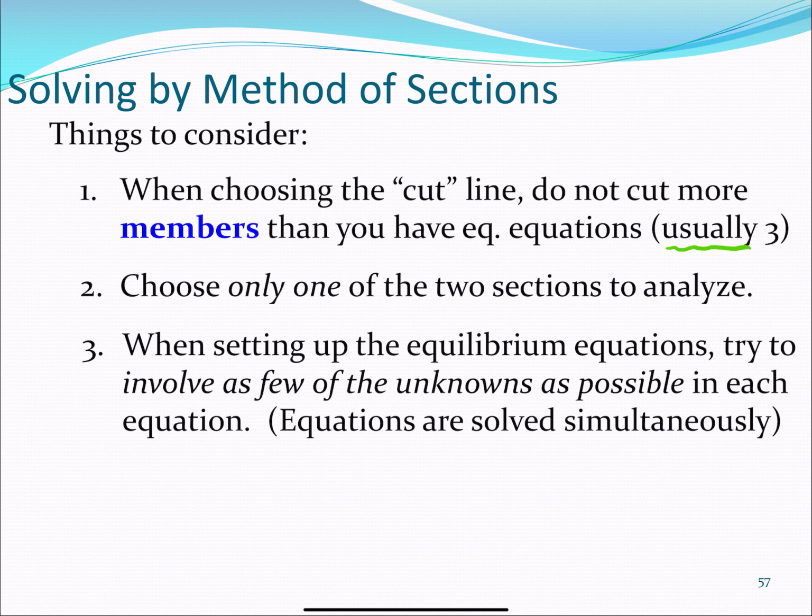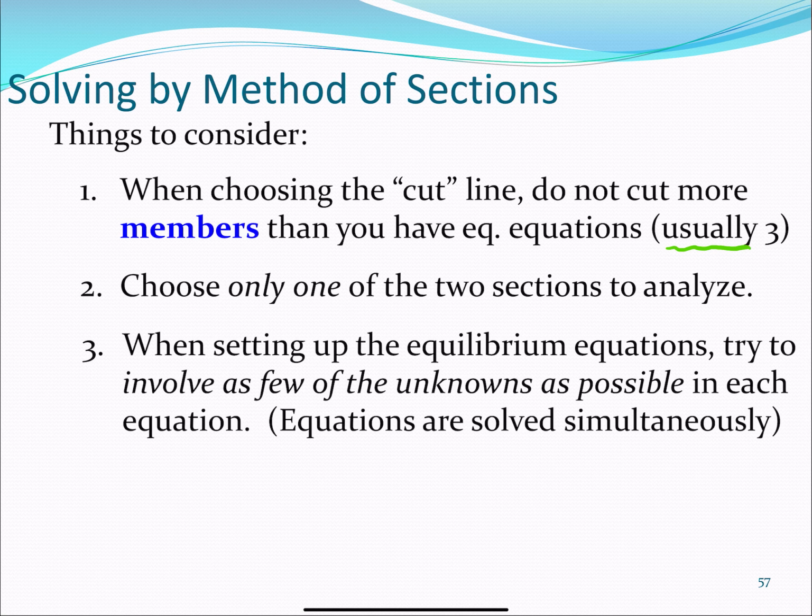Now, when setting up the equilibrium equations, try to involve as few of the unknowns as possible in each equation, because the equations are solved simultaneously. It's good to have one equation, one unknown. Don't mix one equation with three unknowns, because then you will need another equation. Try to have one equation, one unknown, so it can lead to a quick solution.